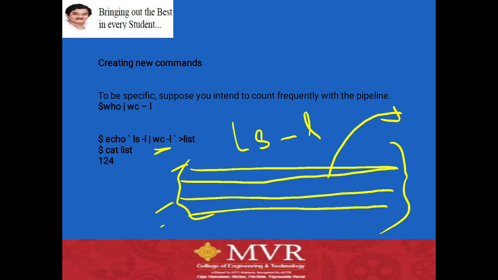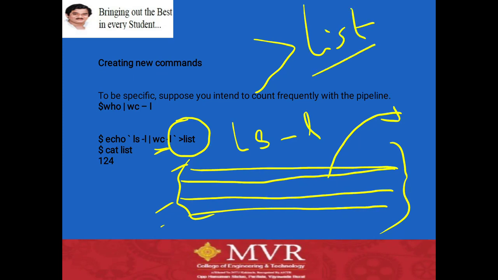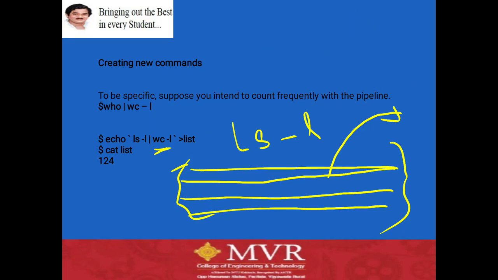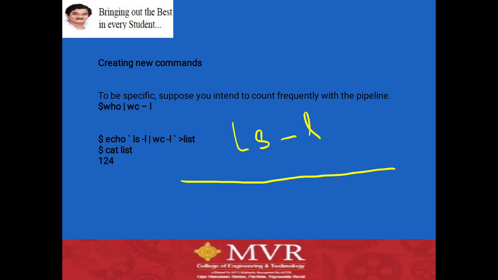So that information I am storing, or redirecting by using the greater than symbol, to a file known as list. Now what does list contain? List contains the number 124. That means 124 files are there in your current directory. So that you can use to display it later by using the cat command. Now, what is cat list? Cat list displays the contents of list, which is nothing but 124.